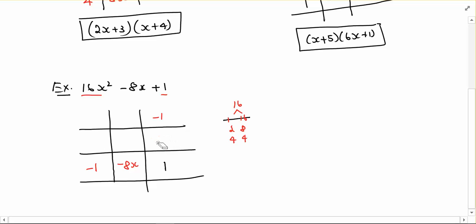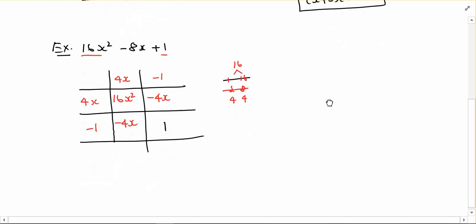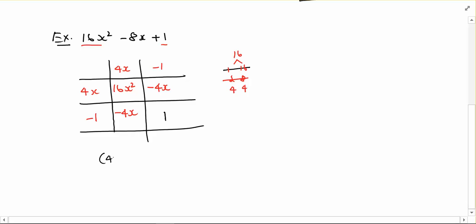So our only hope is the 4 and the 4. So what if I put 4x here and 4x there? Well, certainly that's 16x squared. And if I multiply these two, I get negative 4x. And if I multiply these two, I get negative 4x. And hey, look at that. That adds up to be negative 8x. Okay, and now I have my factors. 4x minus 1 and 4x minus 1. Or you could write this as 4x minus 1 squared.